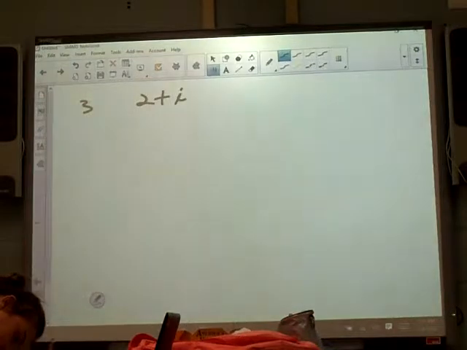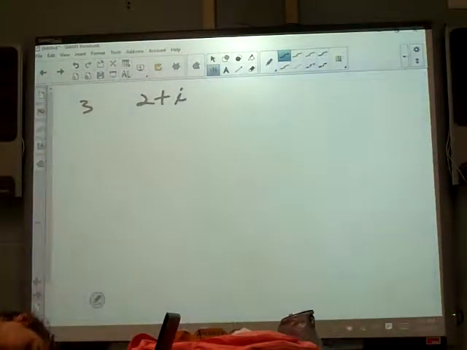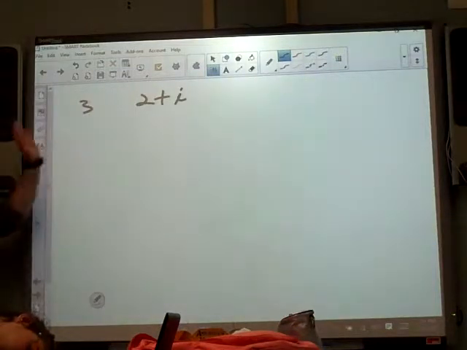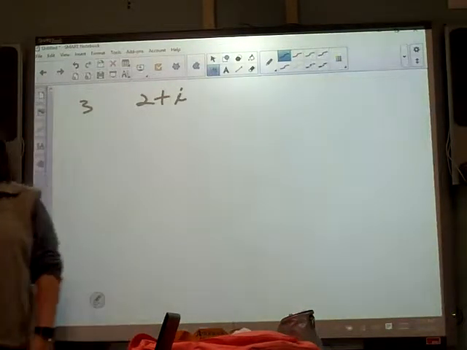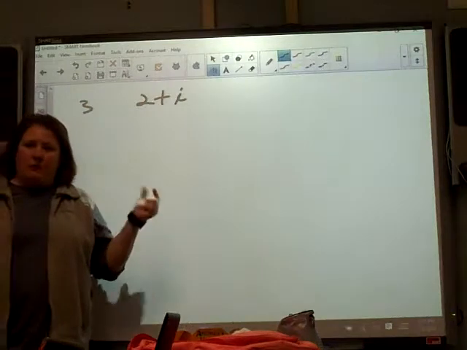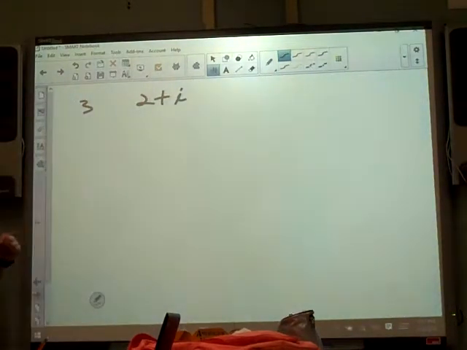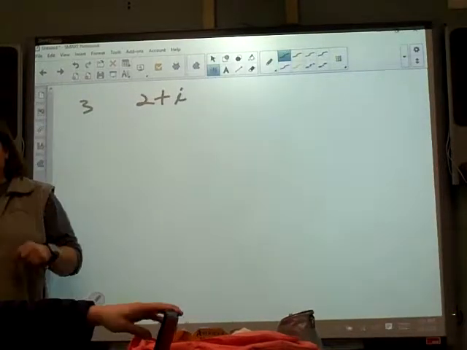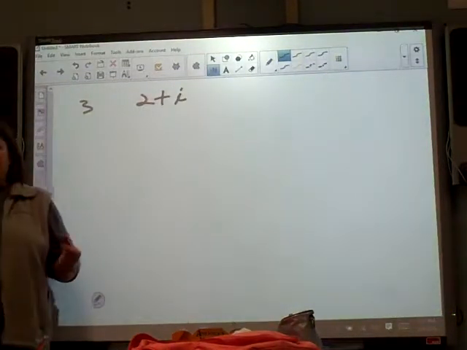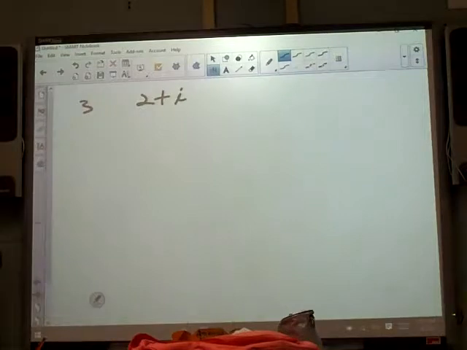Find a polynomial function of least possible degree having only real coefficients and zeros of 3 and 2 plus i. There is a hidden zero that I haven't written yet that the book did not give me. Where do you get an i from when you get i from an answer? Why do you get i? What happened to make you have an i?